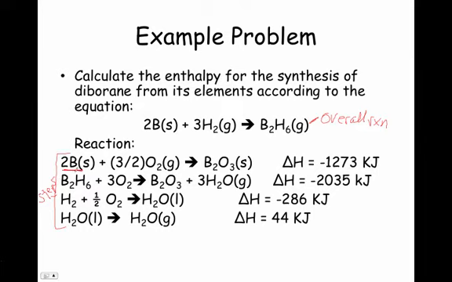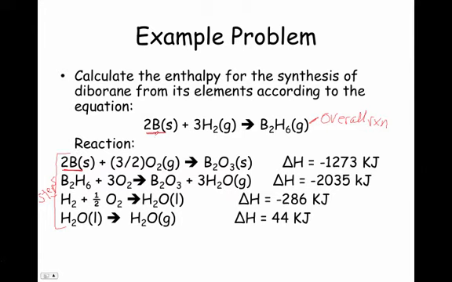So what we're checking for is two things. The first thing is that the important substance is on the same side as it is in our overall reaction, as well as that the coefficient is the same. In this case, boron is on our reactant side.